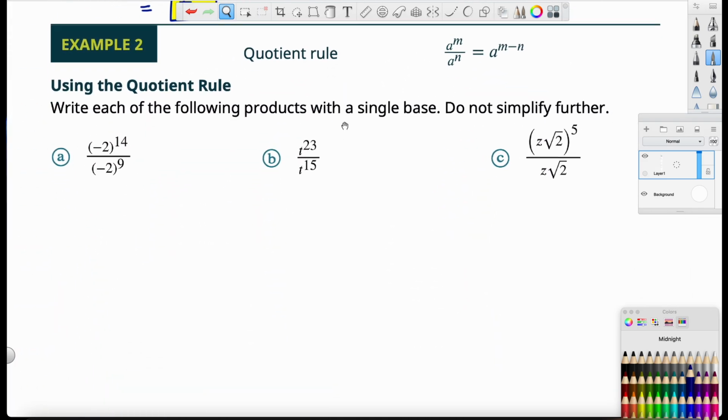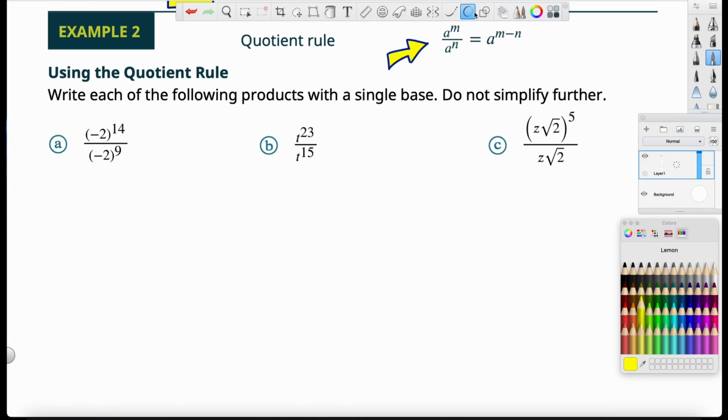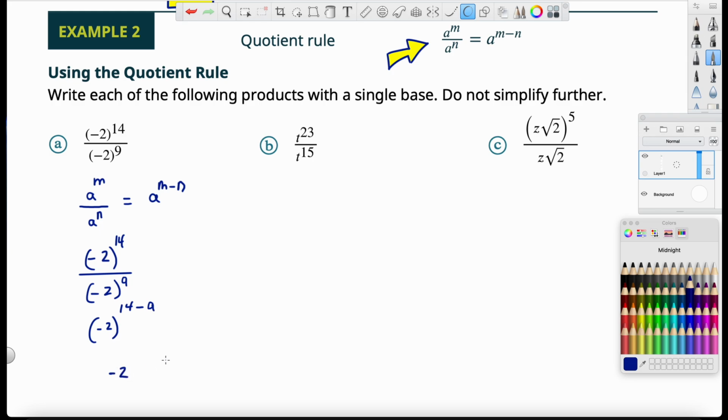Okay, so let's take a look at the quotient rule. A to the m divided by a to the n. In this case, we're going to subtract the exponents. So example A, our base is -2. Just writing down the rule here. So we're going to subtract 14 minus 9, so our answer is going to be -2, keep that in parentheses, to the 5th.